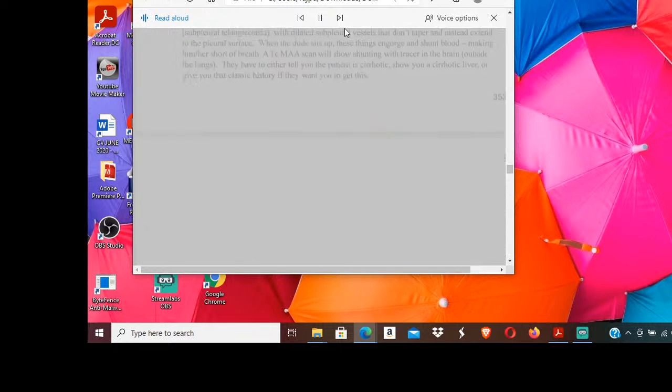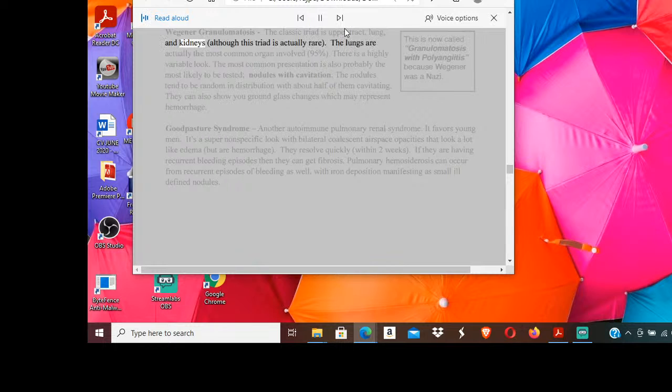Wegener granulomatosis. The classic triad is upper tract, lung, and kidneys, although this triad is actually rare. The lungs are actually the most common organ involved, 95%. There is a highly variable look. The most common presentation is also probably the most likely to be tested, nodules with cavitation. The nodules tend to be random in distribution with about half of them cavitating. They can also show you ground glass changes which may represent hemorrhage. This is now called granulomatosis with polyangiitis because Wegener was a Nazi.